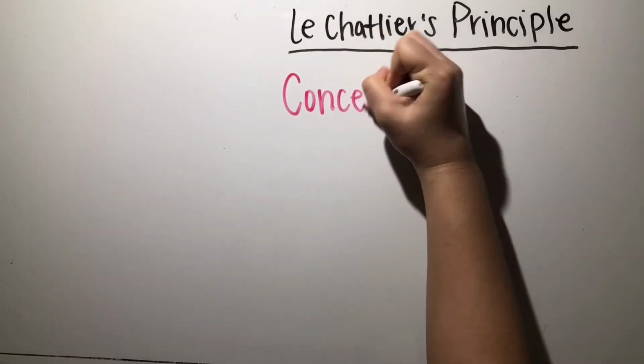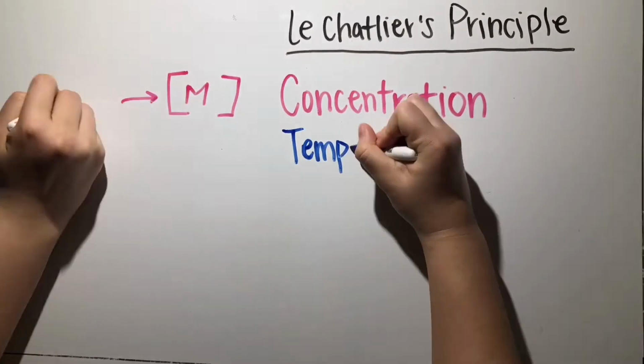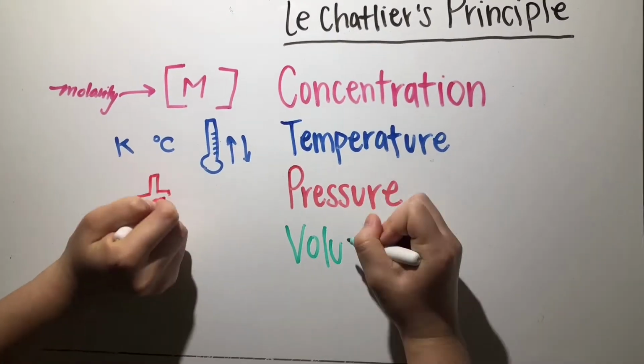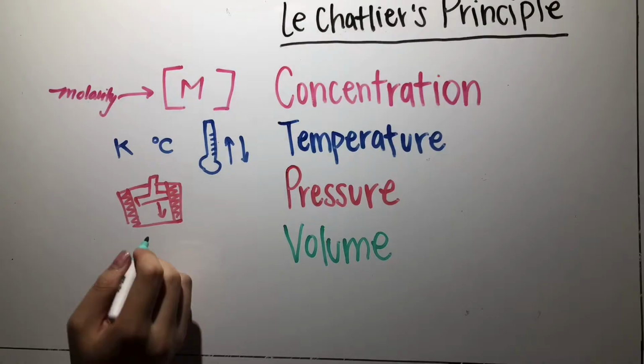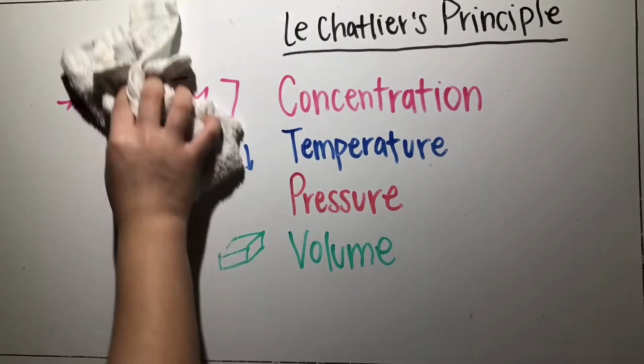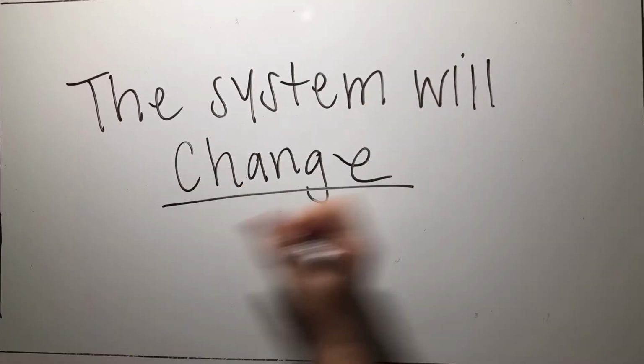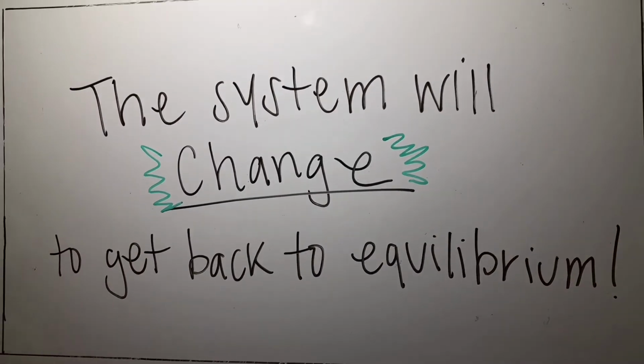Anyway, Le Chatelier's principle officially states that when a system experiences a disturbance, such as concentration, temperature, volume, or pressure changes, it will respond to restore a new equilibrium state. Equilibrium is when the rates of the forward and reverse reactions are the same, meaning that the same amount of product is created as the same amount of reactant is consumed.